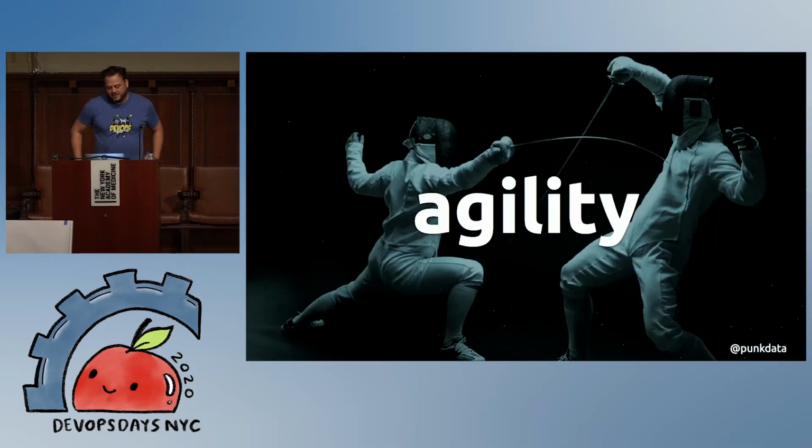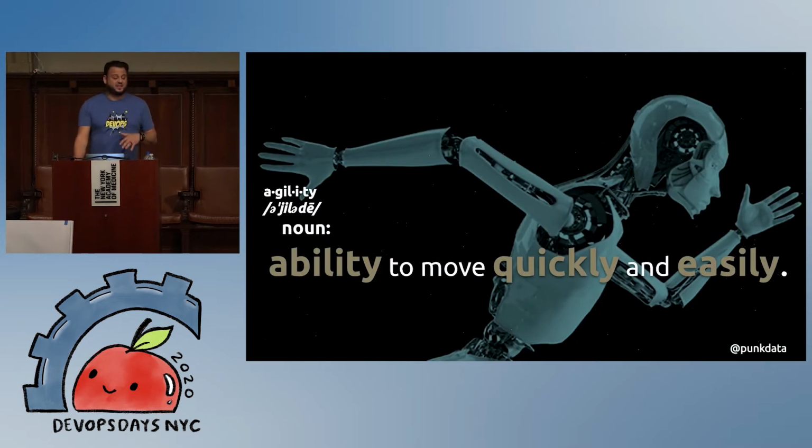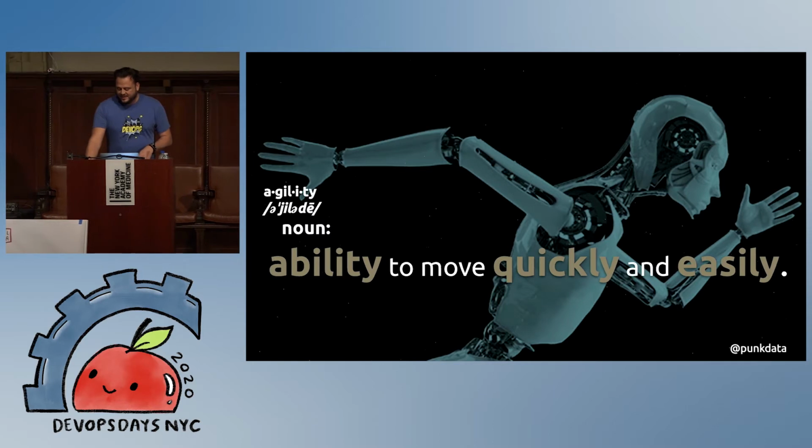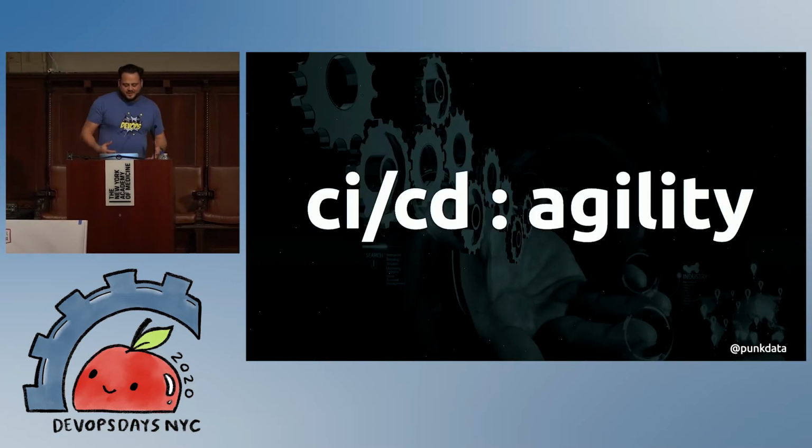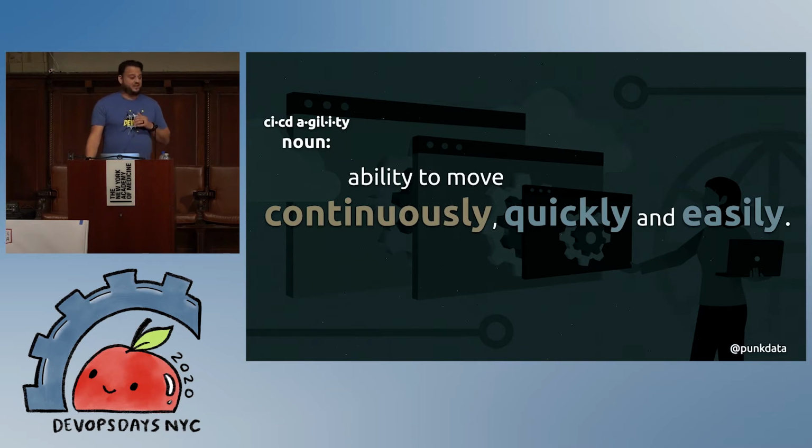So I spent a lot of time thinking about how to work smarter, not harder. And in this industry, we get hit with the word agile or agility, right? If you look at the definition of that, it's basically the ability to move quickly and easily. Now, that's great, but we work in DevOps, right? We're at DevOpsDays. So I came up with this term called CI/CD agility. I also work at CircleCI, so this actually makes total sense to me. And I created a new definition for it: the ability to move continuously, quickly, and easily.